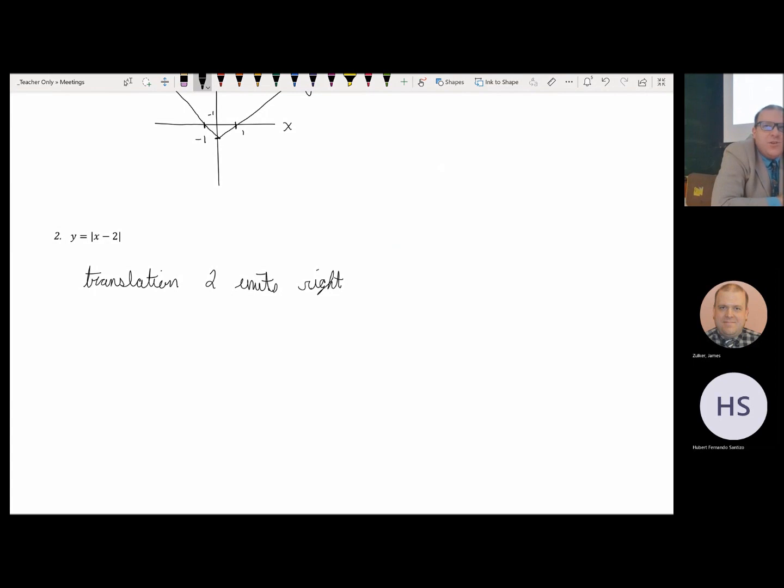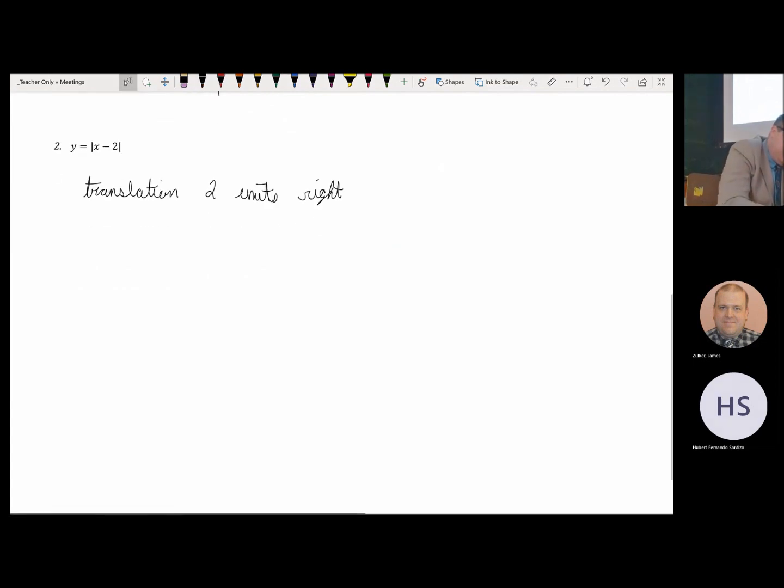Right, this is a translation 2 units right. And then when is it going to cross the y-axis? At 2.